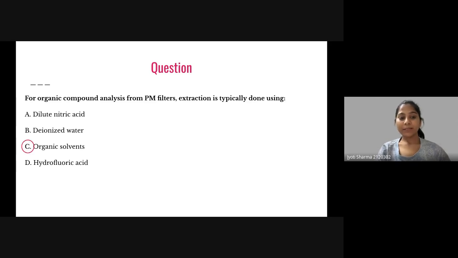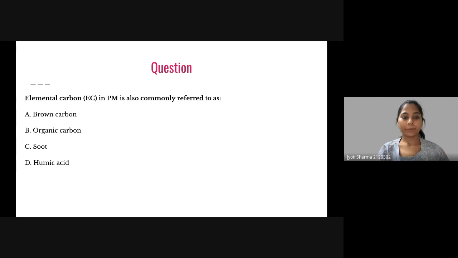As I told you, for the extraction, if we want to extract organic compounds, then we need the organic solvent only. One example is hexane, right? So for organic compounds, for the extraction, we need the organic solvent only. So answer C should be the right one.